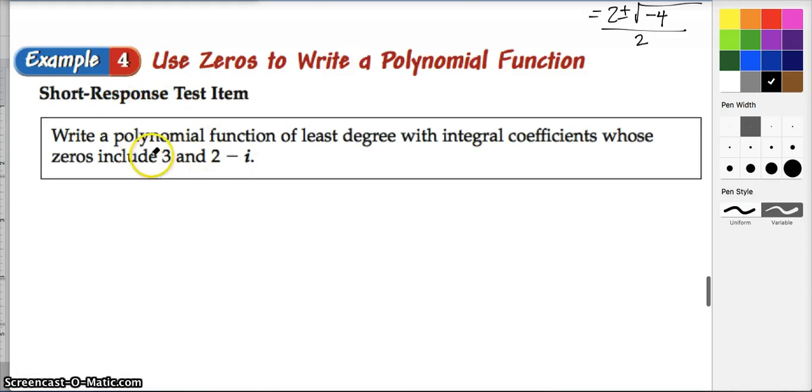All right, example 4. Use zeros to write a polynomial function. Write a polynomial function of the least degree with integral coefficients whose zeros are this and this.